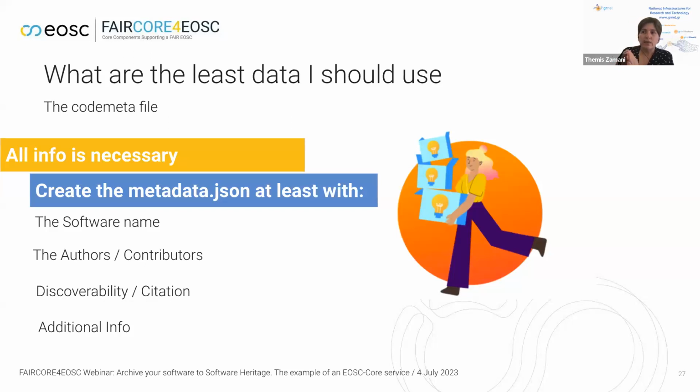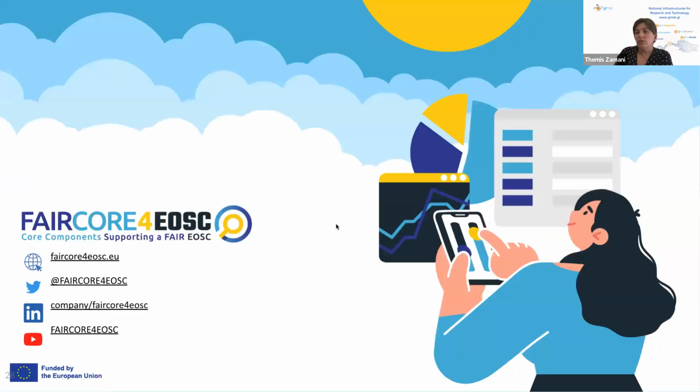This is the least information needed, and this is what we propose to all the service owners of the EOSC-Core components to add, so as to make their software repositories searchable in Software Heritage. That's all from me. If you have any questions.